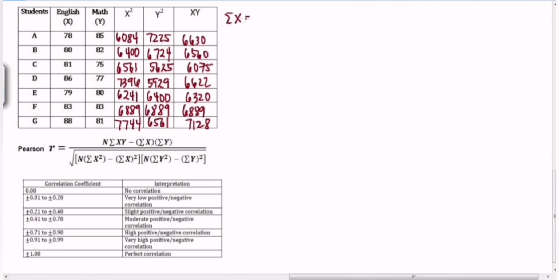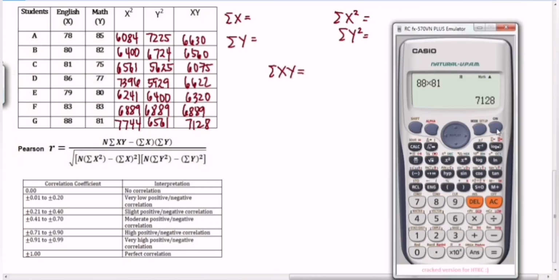So we have summation of x, summation of y, summation of x squared, summation of y squared, and then summation of xy. Ayan. Okay, so add lang natin. So 78, unahin na natin yung x. So 78 plus 80 plus 81, 86, 79, 83, 88. So 575. Ayan. Next one would be summation ng y. So, 85 plus 82 plus 75 plus 77, 80, 83. Sorry, 83, kulang pa yan. Plus 81. So, 563.